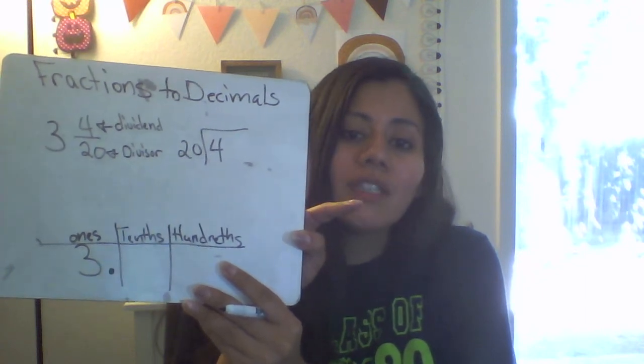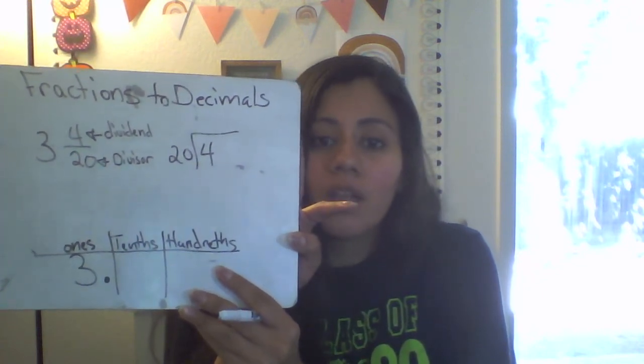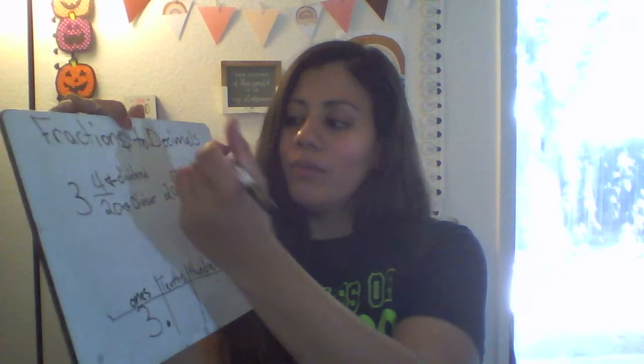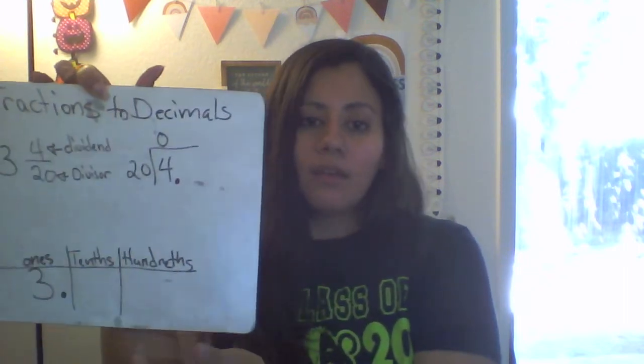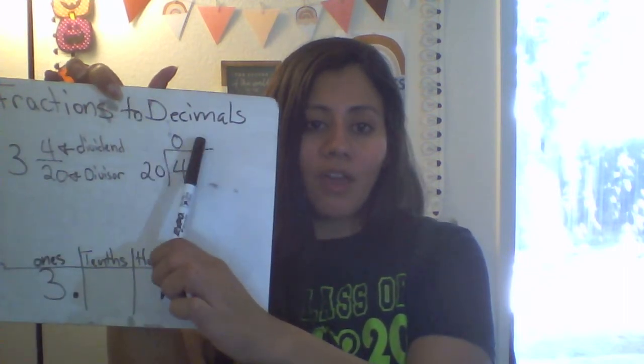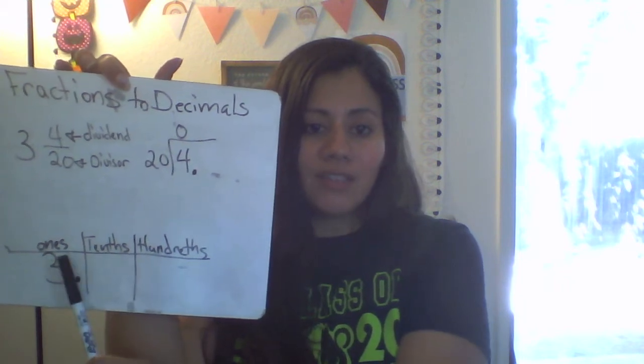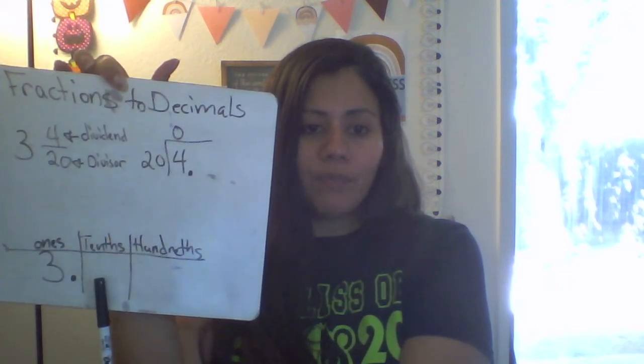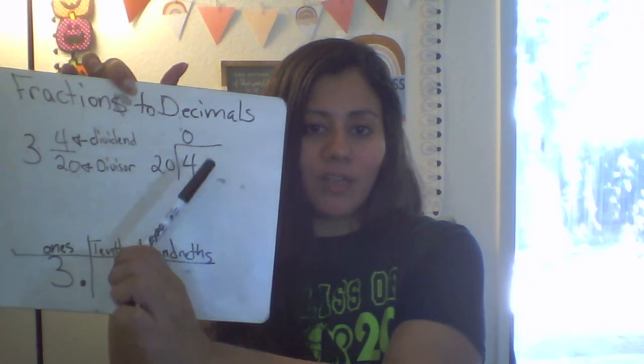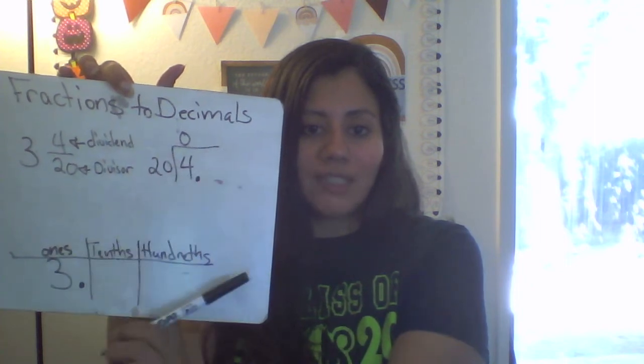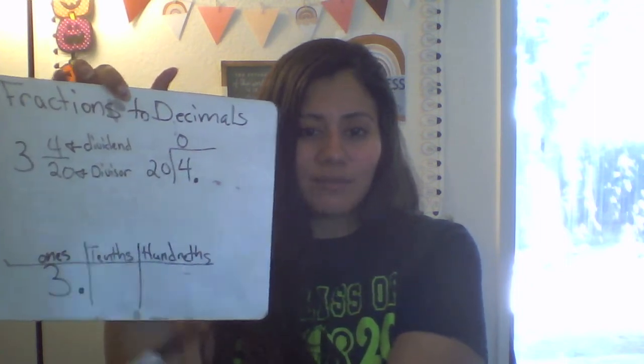So obviously we know 20 cannot go into 4. So you make your decimal after the 4. We know nothing is going where the 3 is. So do you see the decimal? And then you see the decimal here. So we're only working on what's after the decimal, correct?